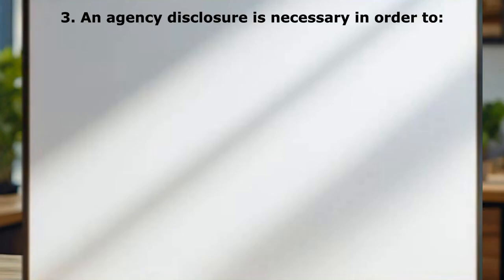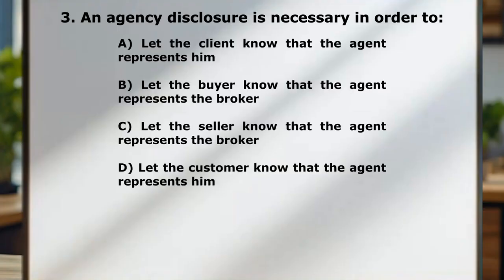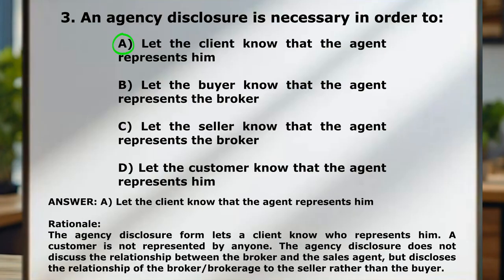Question number three: an agency disclosure is necessary in order to A, let the client know that the agent represents him. B, let the buyer know that the agent represents the broker. C, let the seller know that the agent represents the broker. D, let the customer know that the agent represents him. Correct answer here: A, let the client know that the agent represents him. The agency disclosure form lets a client know who represents them. A customer is not represented by anyone. The agency disclosure does not discuss the relationship between the broker and the sales agent, but discloses the relationship of the broker/brokerage to the seller rather than the buyer.